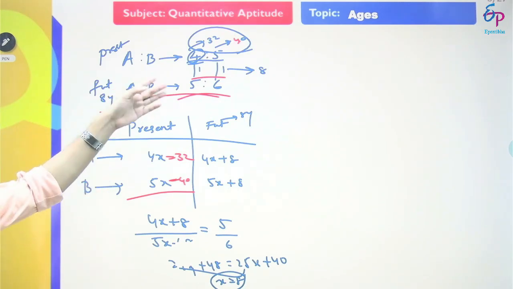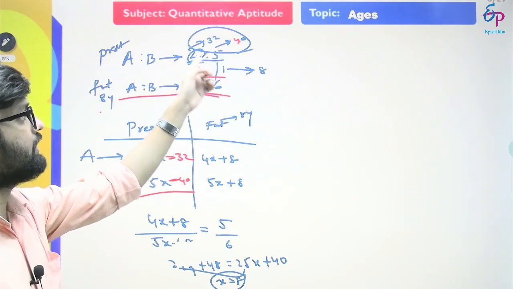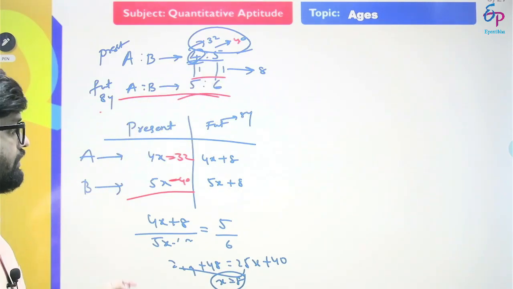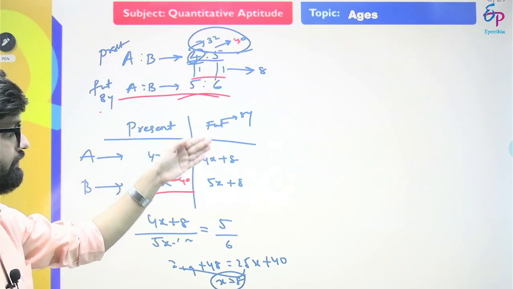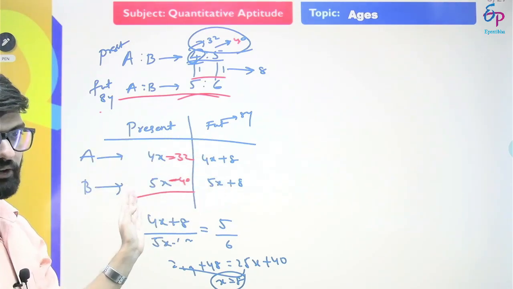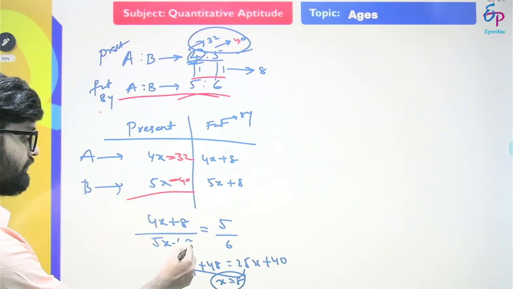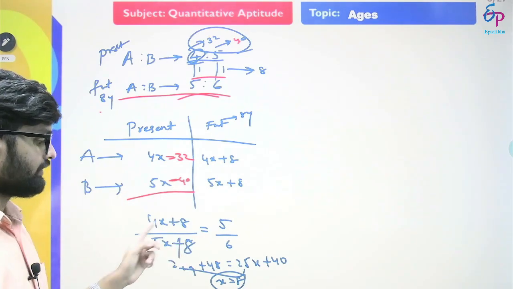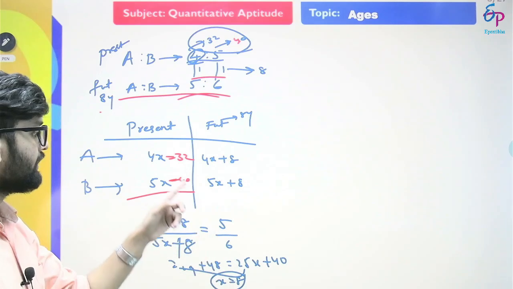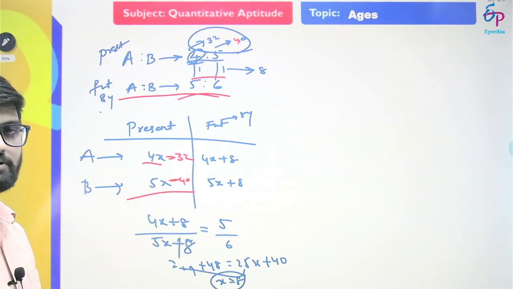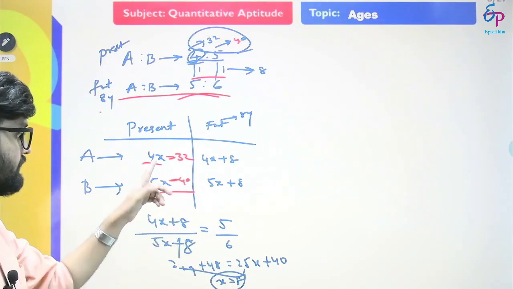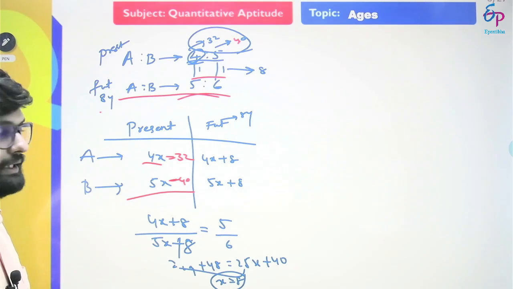Or else here also 1 part difference, 1 part is equal to 8, means 4 parts is equal to 32, 5 parts is equal to 40. Or else 4x, 5x, 4x plus 8, 5x plus 8. If you are going from present to future, you have to add the values. So the ratio here, 4x plus 8 by 5x plus 8, is equal to the given ratio, and x is equal to 8 I am getting. X is equal to 8 means 4x value is the age of A, that is 32, and 5x is the age of B, that is 40.